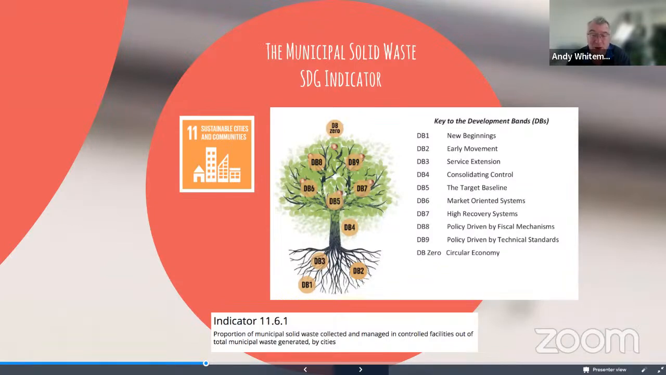Now, what we mean there is that target baseline in relation to SDG indicator 11.6.1, which essentially is saying, look, you really need to be capturing in collection services and ensuring is managed in controlled facilities 95+%. You can't really talk about 100% because of the variation and the uncertainty in the data, but 95% plus. And once you've got that, you've really significantly mitigated the environmental, health, social consequences of unmanaged and uncollected waste.